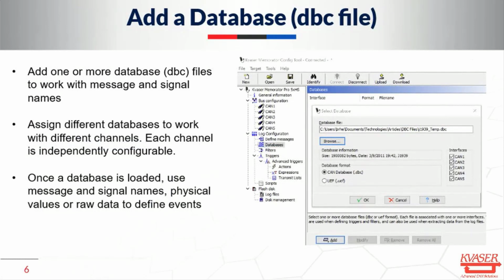So if you are going to use a database and not define your messages manually, you would load the database with this simple database screen. It allows you to load databases and apply them to different channels if you have a 2 or a 5 channel device. It's a pretty straightforward screen for loading a database from your hard drive, and has the normal browse configuration, so you just go and load it up. Once the database is loaded, use the messages and the signals within that database in physical values or raw data, as I'll show.